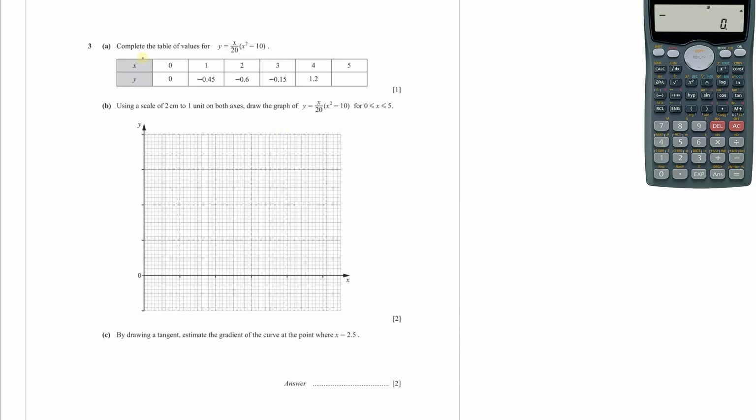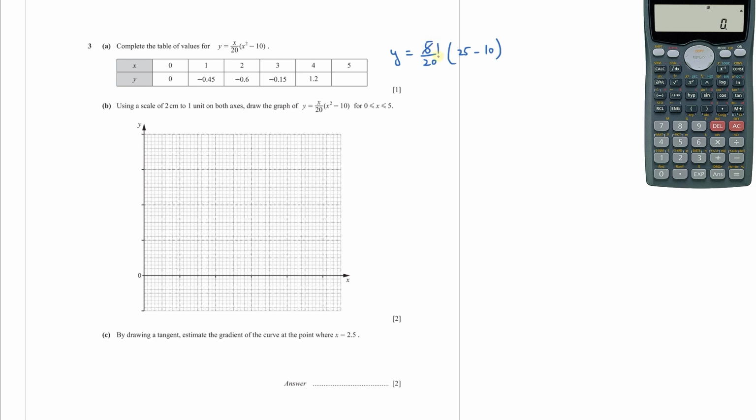Question number 3 is complete the table of values for this equation. So you're given some values. The missing value is when x equals 5. So we can substitute x in this equation to find the value of y. So this will be 5 over 20, and then x squared, 5 squared will be 25, minus 10.